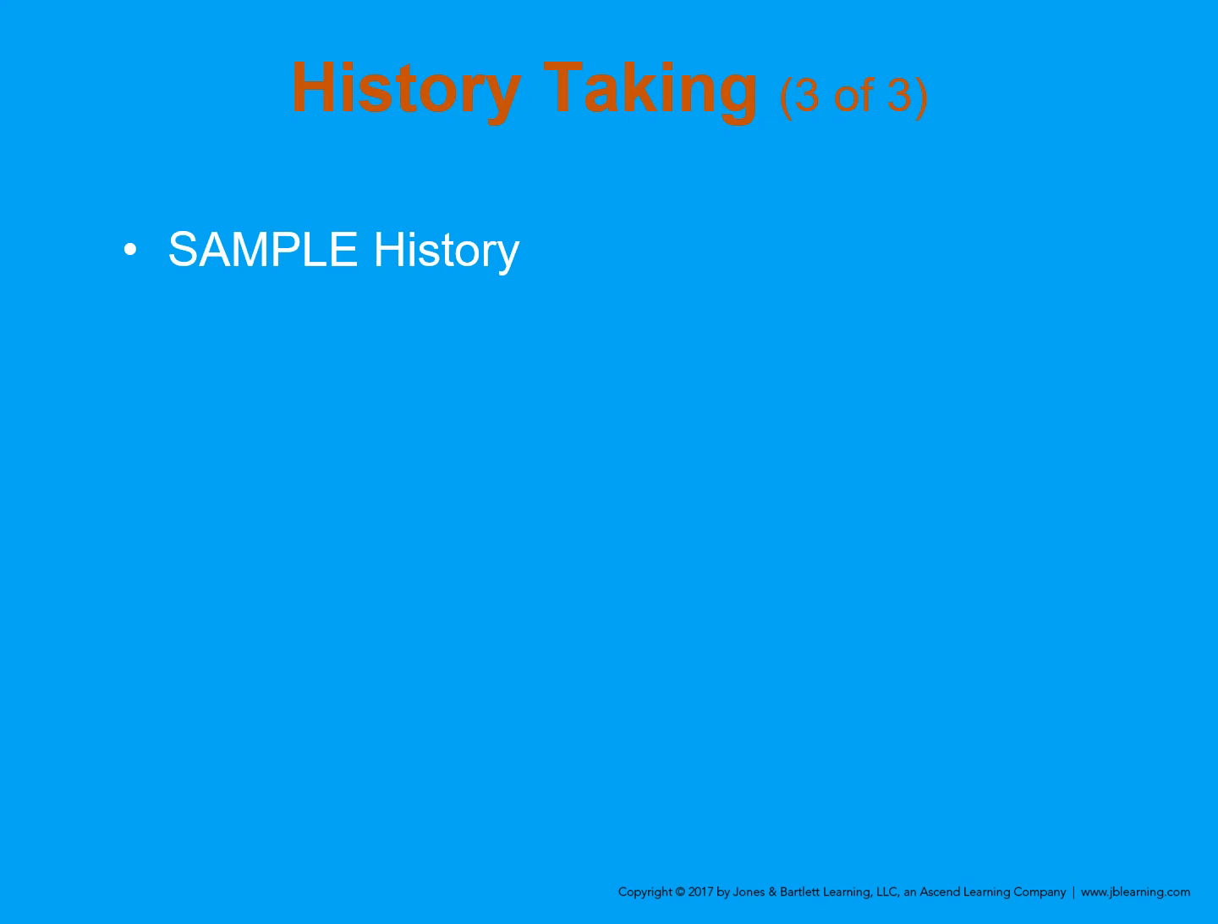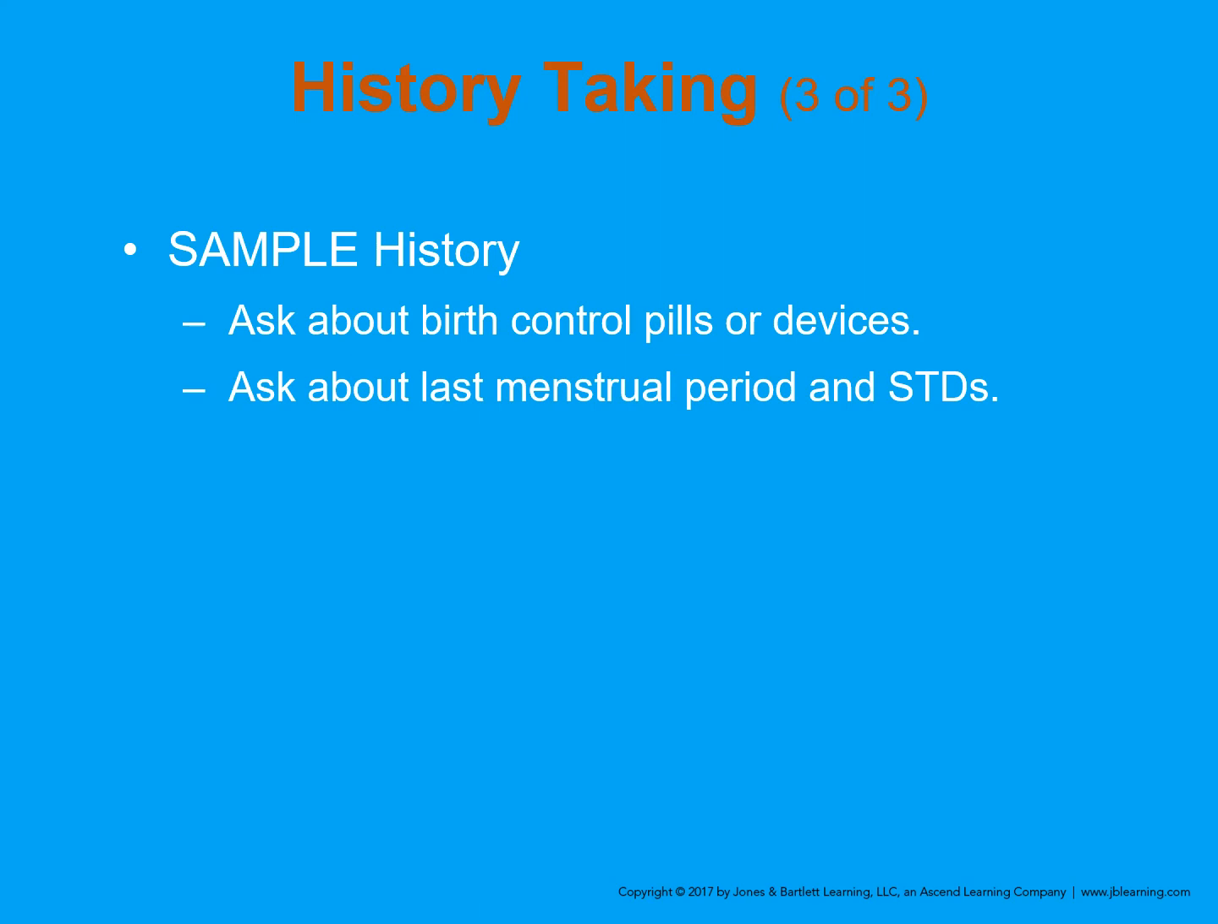We also want to ask about their SAMPLE history. And in the SAMPLE history, remember to ask about birth control pills or devices. Keep in mind, sometimes intrauterine devices will give some problems with infection and some bleeding. Ask about their last menstrual period and any sexually transmitted diseases that they may have or may have had in the past. You can also ask about any other medical conditions.